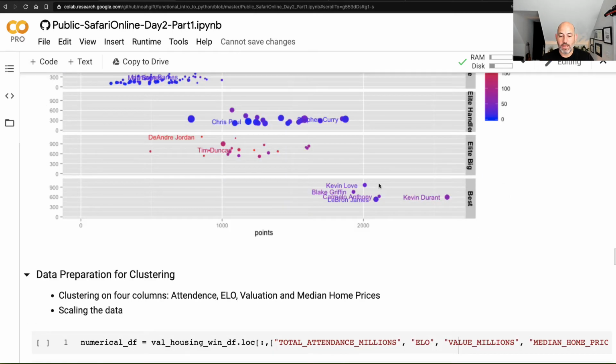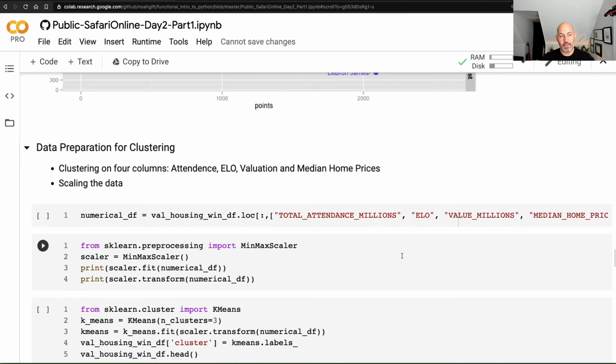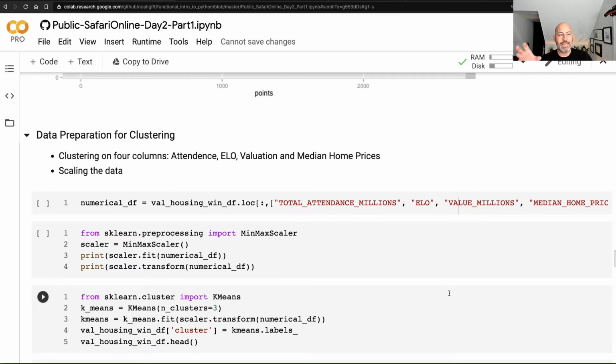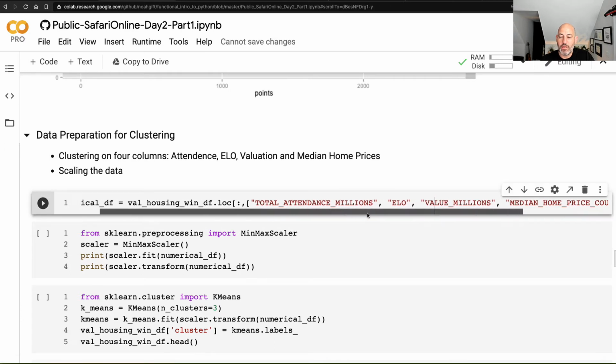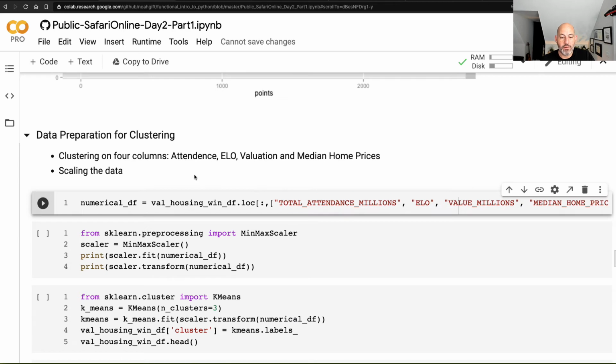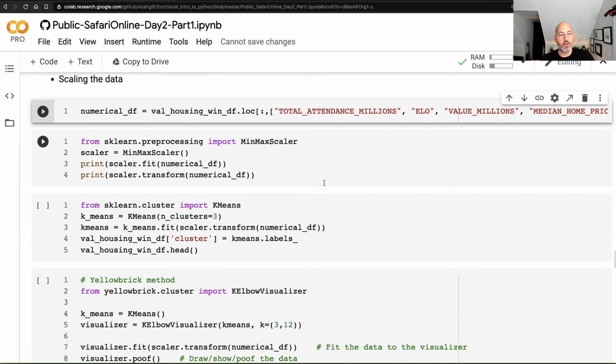So let's now go through and take that other data that I was working on and start to do this same technique. How do we do this? To start with, you need to convert the text attributes to numbers, or get rid of them, before you do the clustering, because everything has to be numerical. In this case, I only grab the attendance, how good the team is, the valuation of the team, and also the median home prices. Next up, I say from scikit-learn.preprocessing import MinMaxScaler.